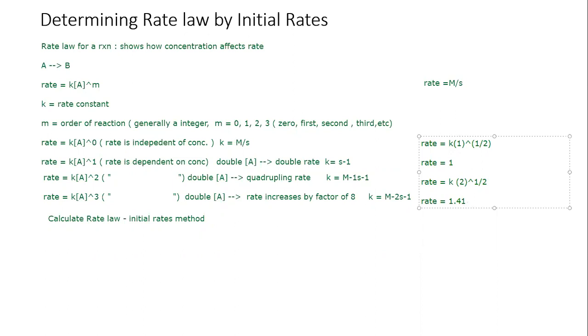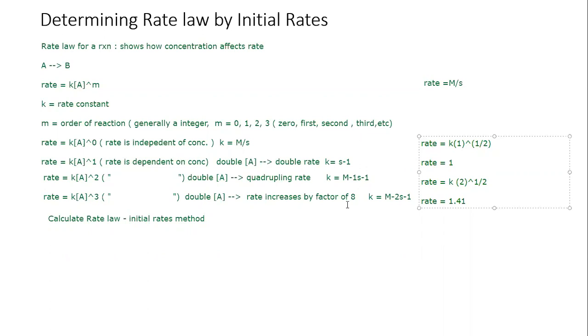So anytime you have a fraction, or something that's not a whole number, this is the good way to determine how concentration affects the rate. You start out with 1, raise 1 to that power, and then simulate doubling it by making 2 raised to that power, and you can see how the rate is affected.